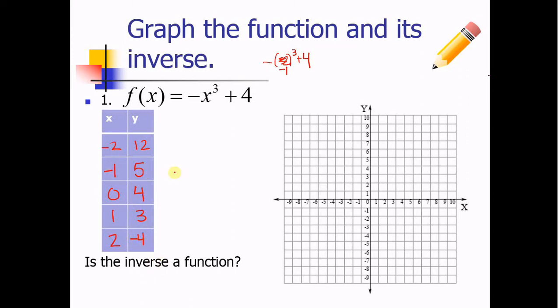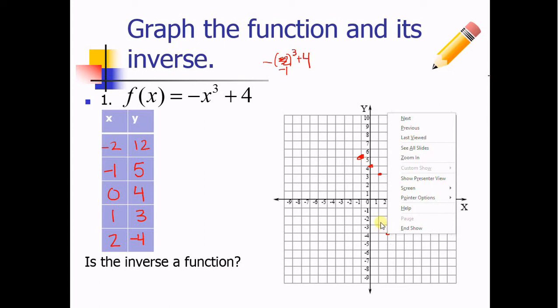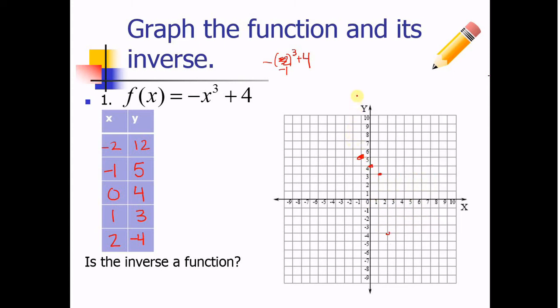So now, let's graph these points. Can't graph -2, 12, but I can graph -1, 5. Whoa, that was a really bad point. 0, 4, 1, 3, and 2, -4, right there. So it's going to look something like, go through those points, and then go like that. Something like that, right? So now, our inverse, we're going to graph the inverse, and I'm going to do a different color here, just so I don't get lost.